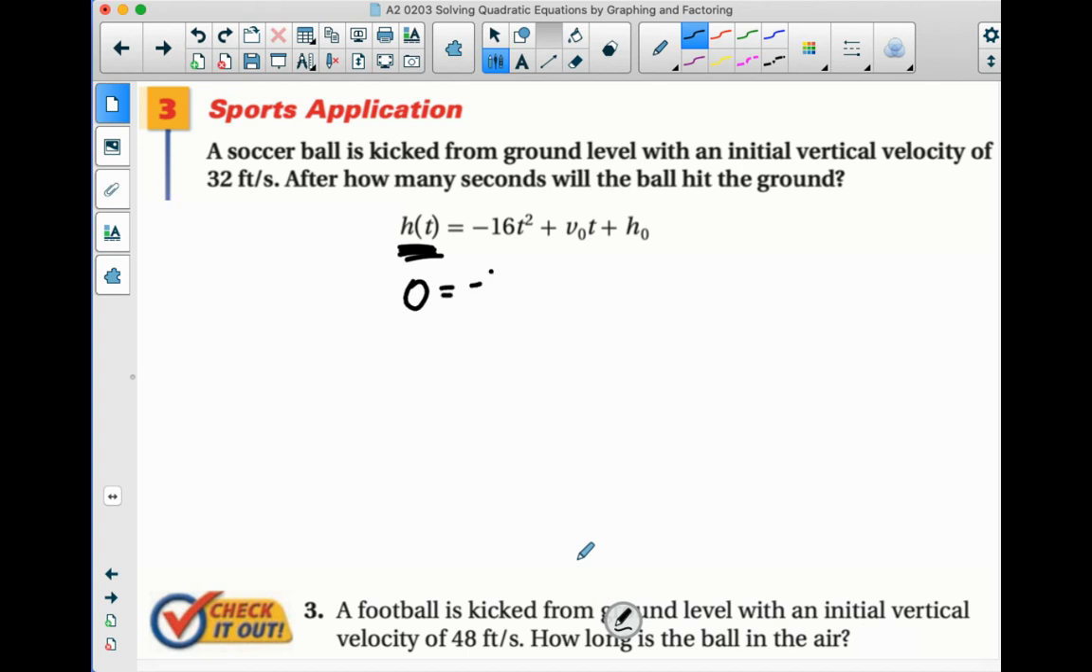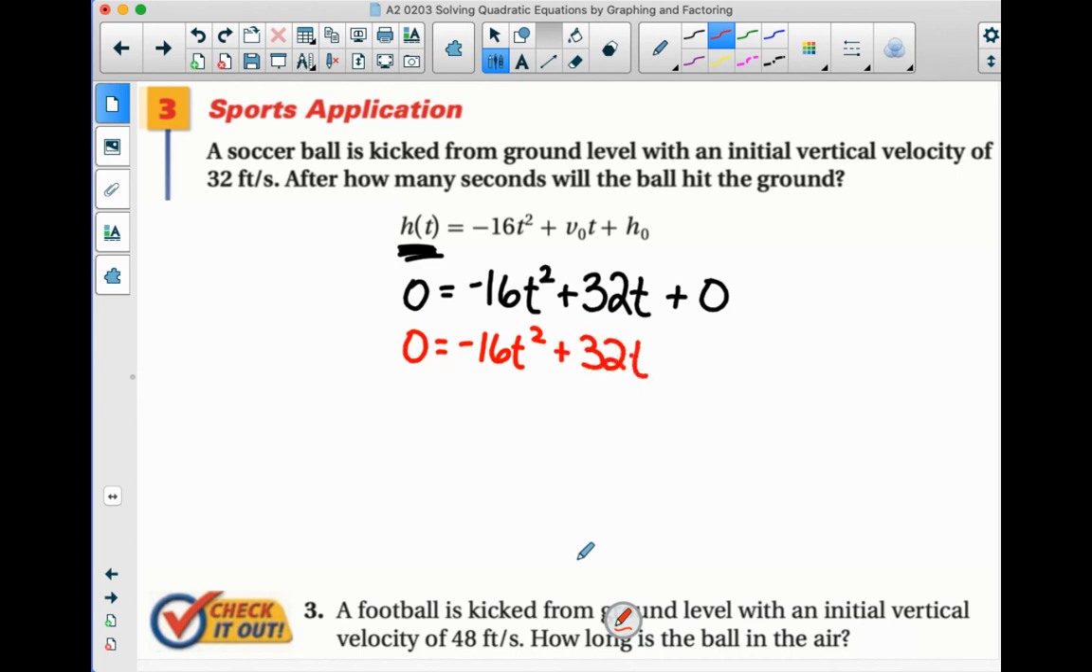We don't fill in anything for the t squared yet. V sub 0 is the velocity, which it says was 32 feet per second. And h sub 0 is the starting height, which it says we're kicking it from the ground, so 0 feet. So if I just clean this up a little bit, we can get rid of that 0. And then we can factor this. If you wanted, you could graph it, but we're going to factor it.